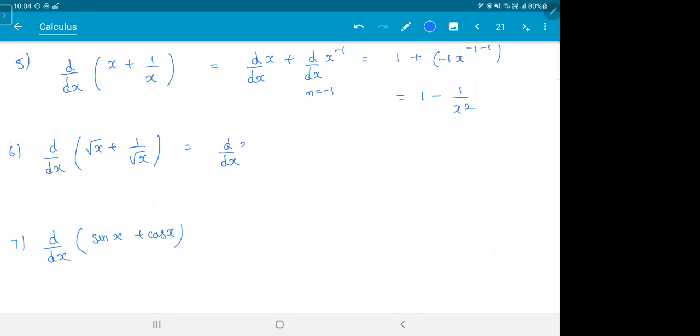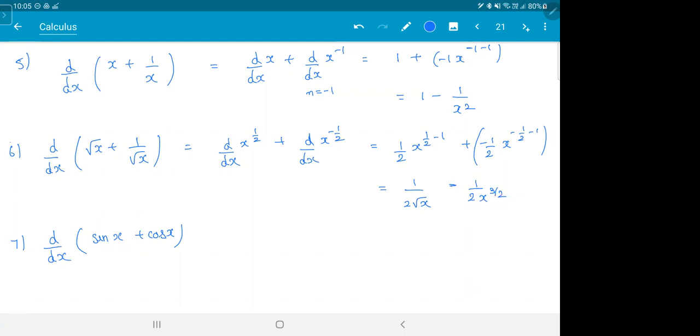So this would be x power half. This is x power minus half. So this would be half into x power half minus 1, minus half into x power minus half minus 1. This is 1 by 2 root x, because it is x power minus half, minus 1 by 2 x power 3 by 2.